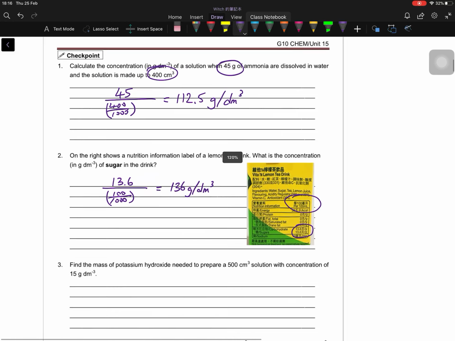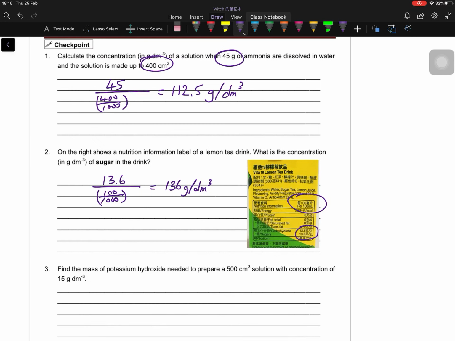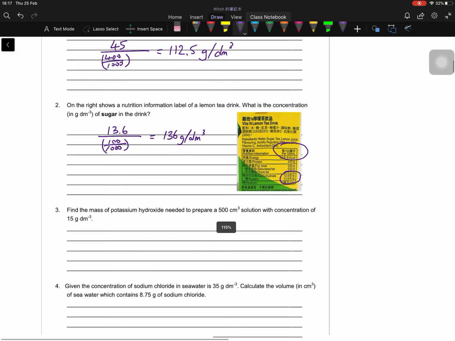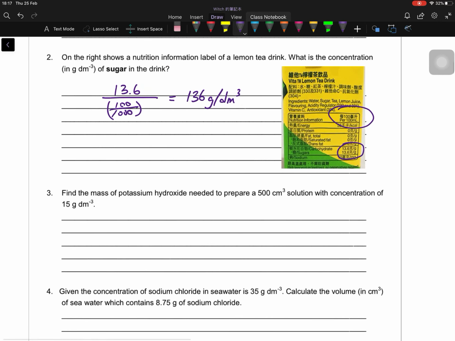From these two examples or checkpoints, you can see I try to ignore the unit during the steps. This is acceptable in examinations. Of course you need to give me the unit in the final answer, but you can skip those units in the steps to save your time. Of course, make sure you understand what you are doing, right?